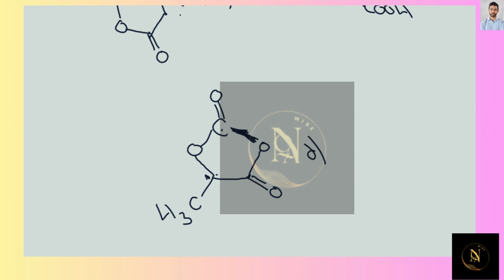If you want to identify them, for example, over here, this is the ester, and right here we have the keto group. So that would be all.